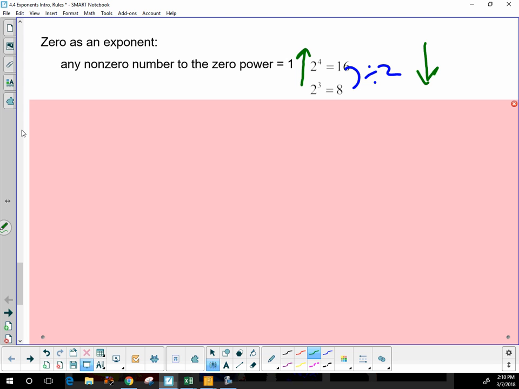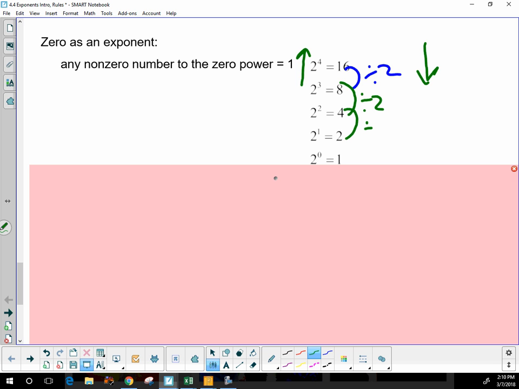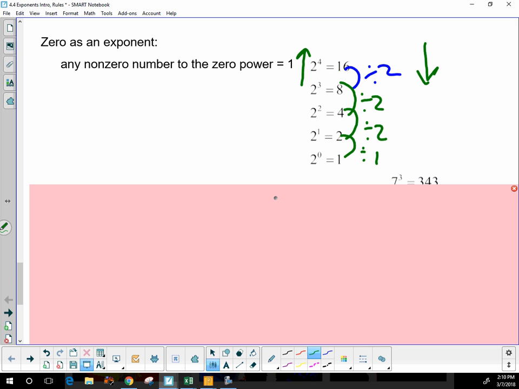Now let's see. If I go down one more, again, here I divided by 2. I divided by 2. And then what's 2 divided by 2? 1. And so I have 4, 3, 2, 1. The next exponent, logically, is 0. I'm taking the 2's away. It's a lot to conceive of.